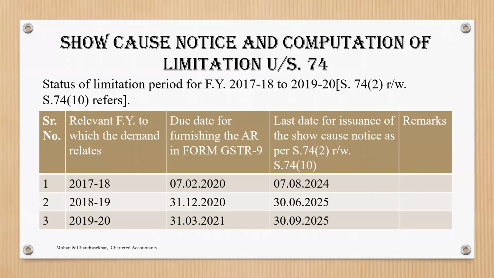But mind you, they have to prove you have done the fraud or willful misstatement. They cannot just take some figure from somewhere and say there is a difference and the limitation period under section 74 can be invoked.